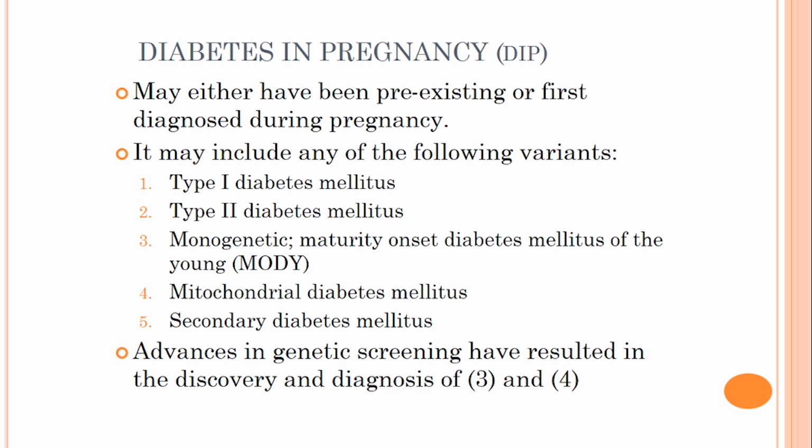Diabetes in pregnancy may either have been pre-existing or first diagnosed during pregnancy. It may include any of the following variants: type 1 diabetes mellitus, which is autoimmune based, type 2 diabetes mellitus, monogenic diabetes, otherwise known as maturity onset diabetes mellitus of the young, mitochondrial diabetes mellitus, and secondary diabetes mellitus. Advances in genetic screening have resulted in the discovery and diagnosis of mitochondrial diabetes mellitus and monogenic diabetes, maturity onset diabetes mellitus of the young.